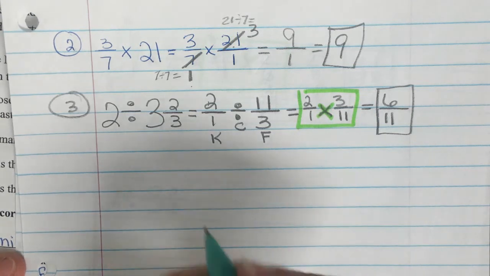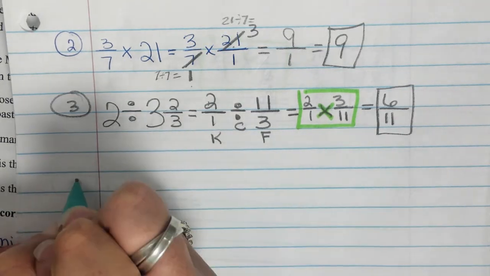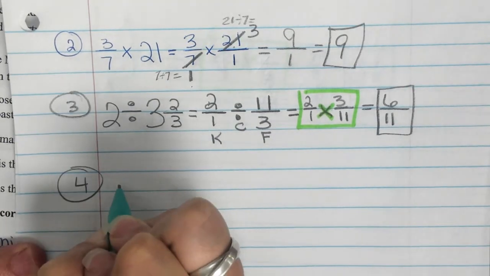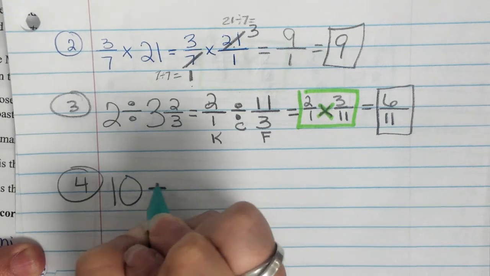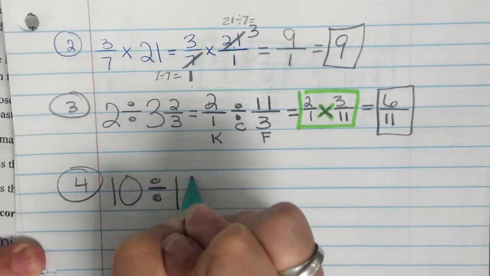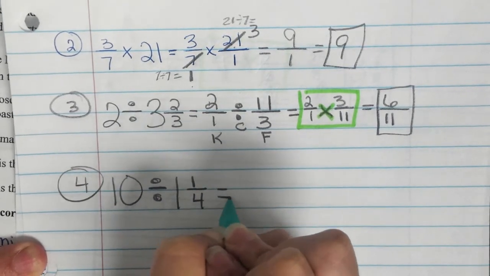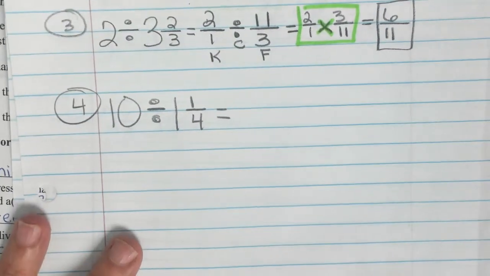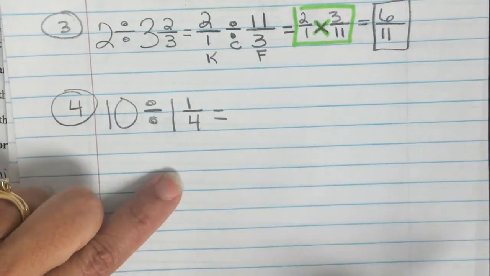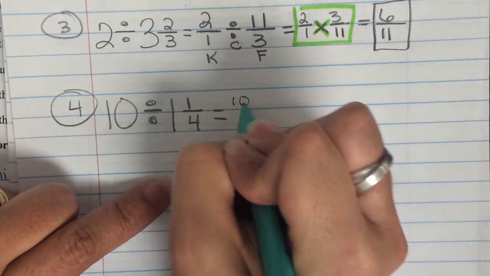Okay, let's try number 4. Okay, it is 10 divided by 1 1/4. Okay, so 10 over 1.